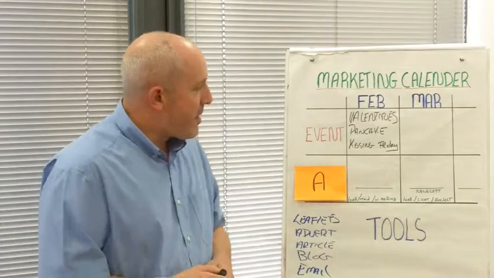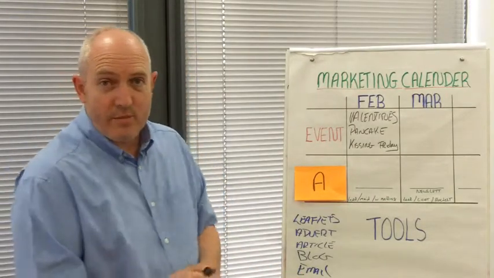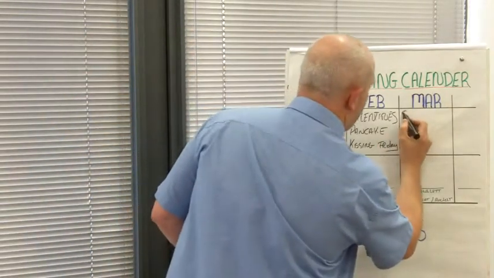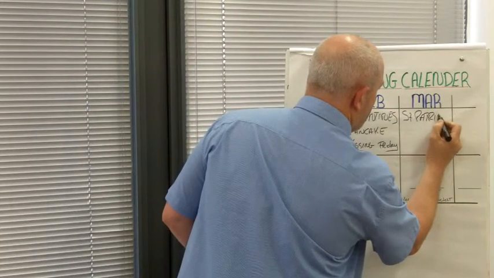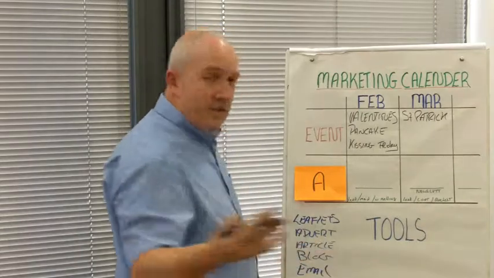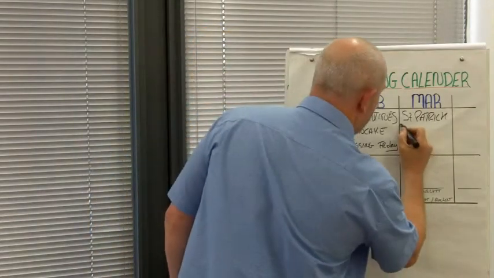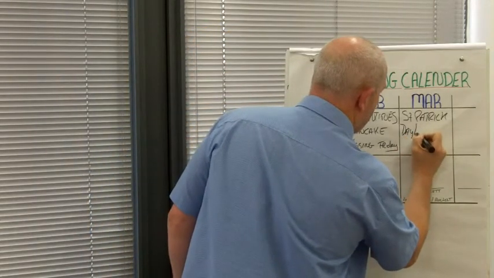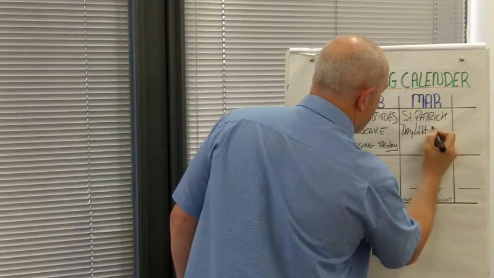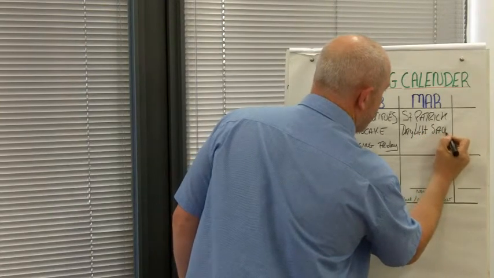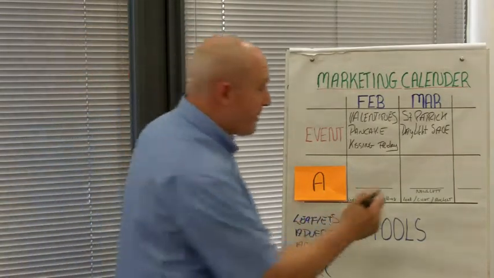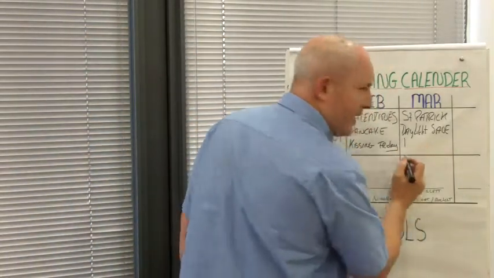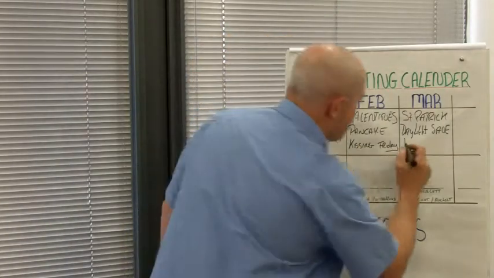Let's look at the month of March. We've got the very typical one in the month of March. We've got St. Patrick's Day. So we've got obviously daylight saving. That's a big one, obviously, for electricians. And then we've got International Women's Day sometime in March as well.